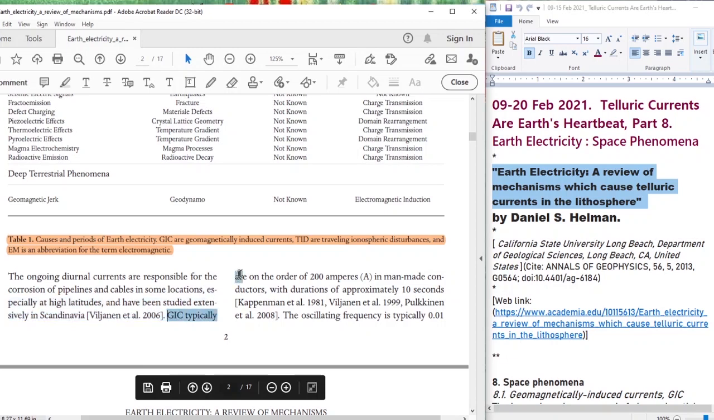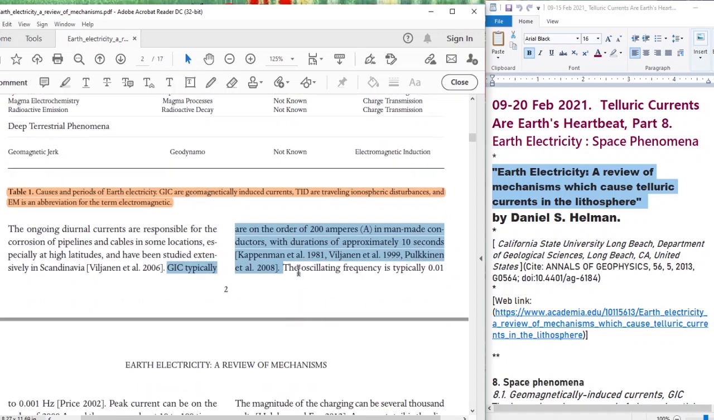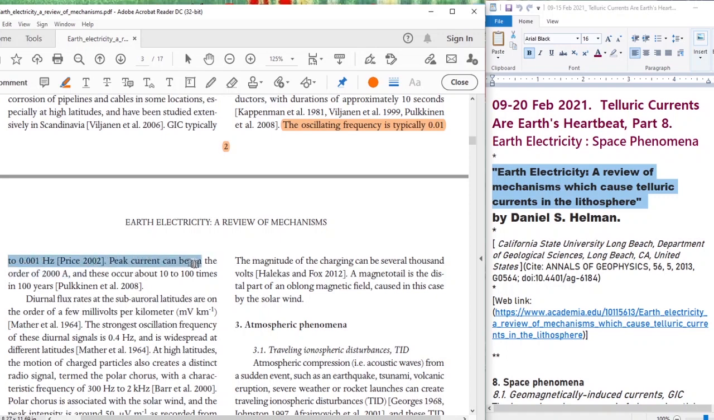GIC typically are on the order of 200 amperes, which is an A, in man-made conductors with durations of approximately 10 seconds, and they're given these references: 1981, 1999, Pulkkinen in 2008. The oscillating frequency is typically 0.01 to 0.001 hertz, and that's the reference as Price in 2002.